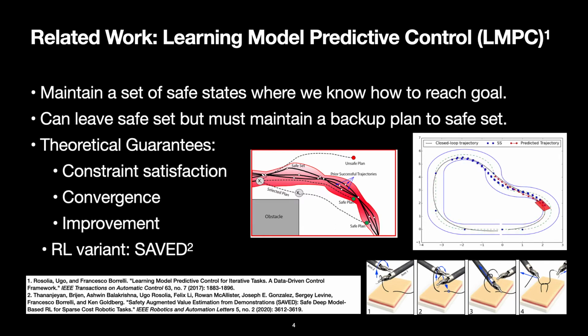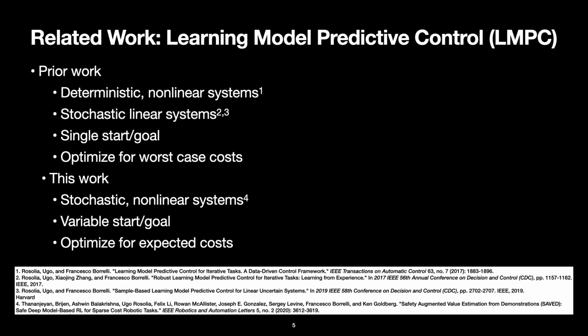We proposed a reinforcement learning variant called SAVED, which uses system identification with stochastic function approximation to approximately provide these properties in stochastic nonlinear systems. Prior work shows these theoretical properties for deterministic nonlinear systems and stochastic linear systems for single start state and goal sets when optimizing worst-case costs. In this work, we will generalize these results to stochastic nonlinear systems and variable start and goal sets when optimizing expected costs. This results in a controller that can safely explore and improve to brand new start and goal configurations while maintaining the same theoretical properties in more general dynamical systems.